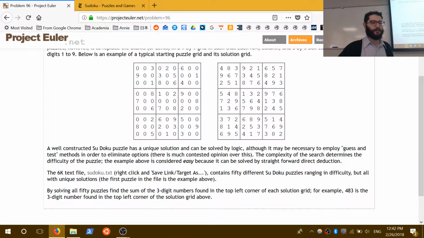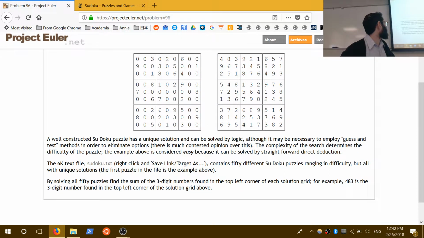So a well-constructed Sudoku puzzle will have a unique solution that can be solved by logic, although it may be necessary to employ a guess and test method. The complexity of the search determines the difficulty of the puzzle. This one is an easy puzzle because you can solve it in a straightforward direction. So this is a 6K text file.